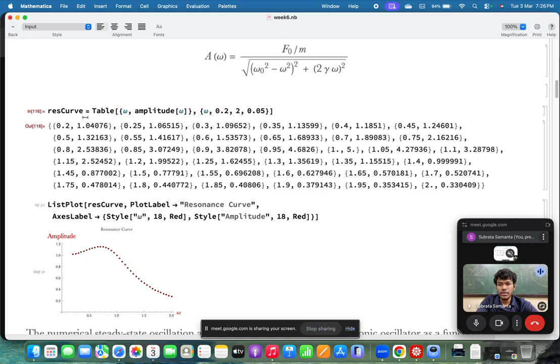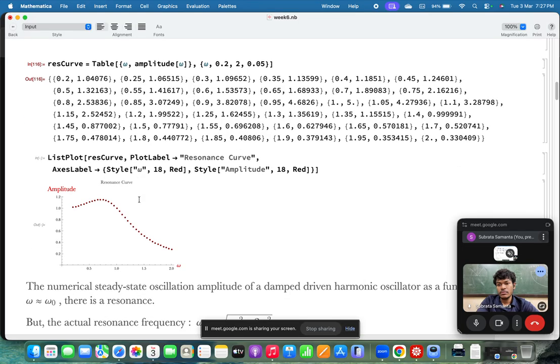So this is again a data set. You have to use ListPlot, and ListPlot basically only plots the dot points. If you want to connect the lines, you have to use ListLinePlot. So in this case I just use ListPlot, and this table I plotted here with x versus y. In the x axis is my omega and the y axis is the amplitude.